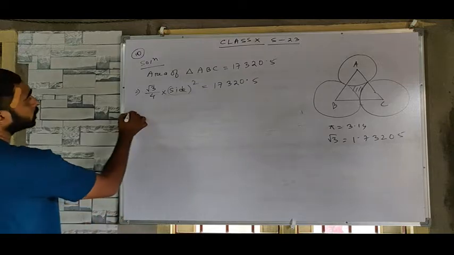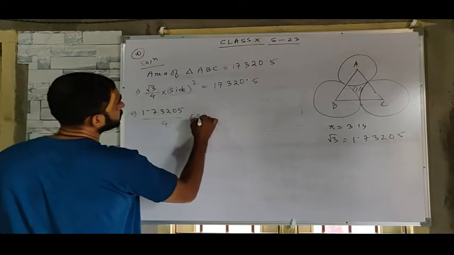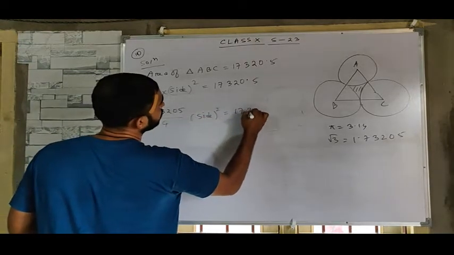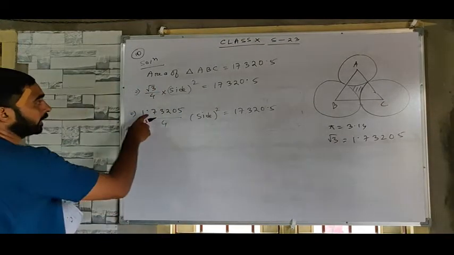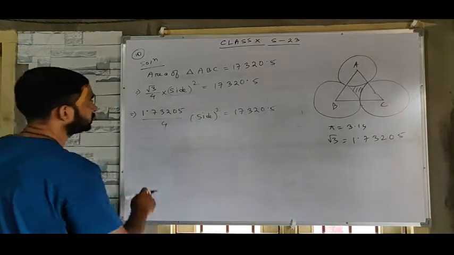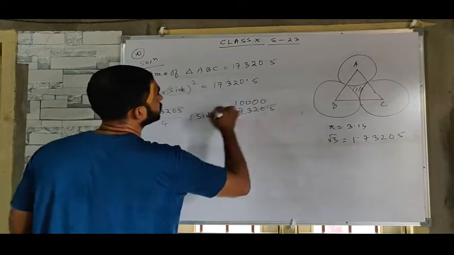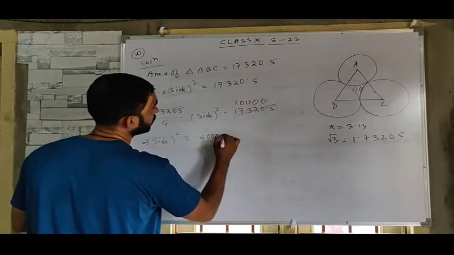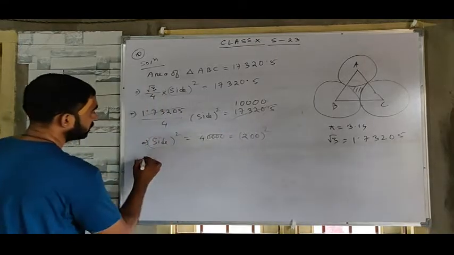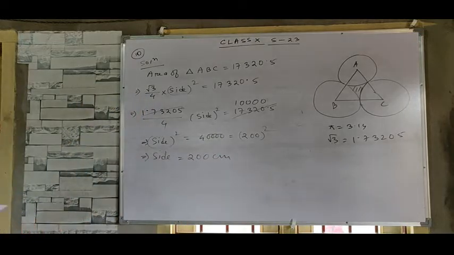Now the value of root 3 is 1.732, divided by 4 into side square equal to 1730.5. The digits match, so after removing the common digits, side square equals 40,000, that is 200 square. So what is the side? Side equals 200 centimeter.